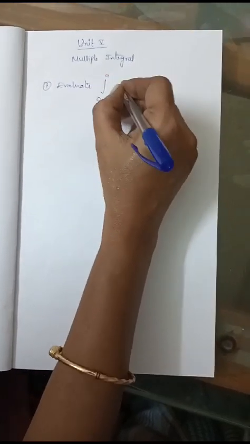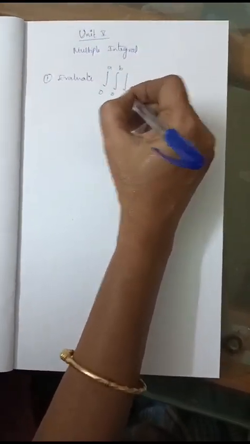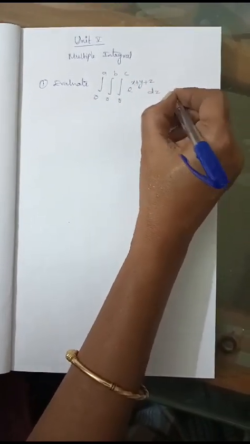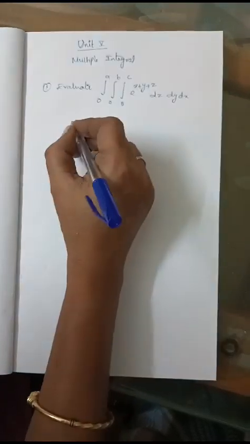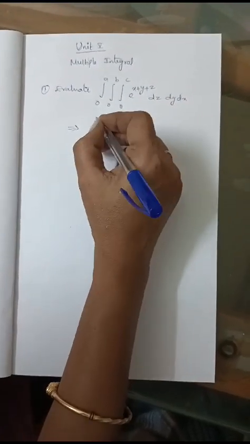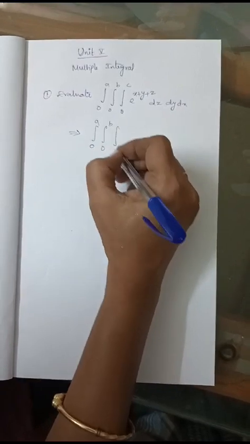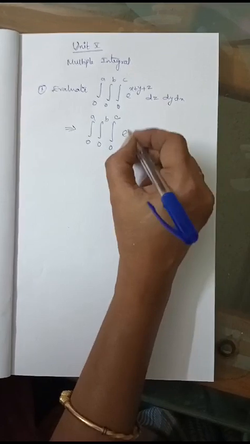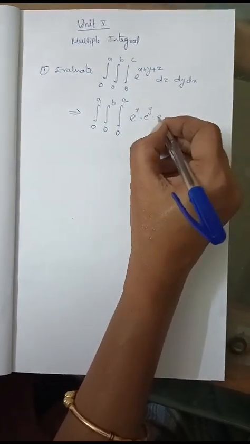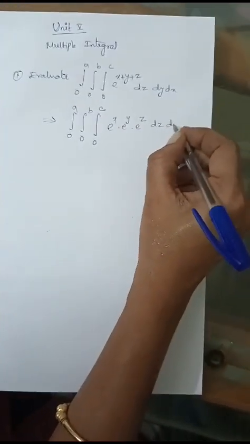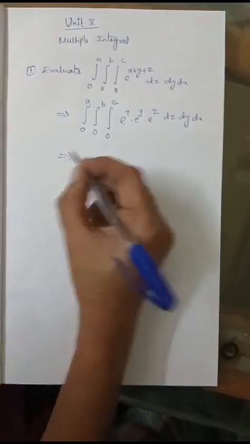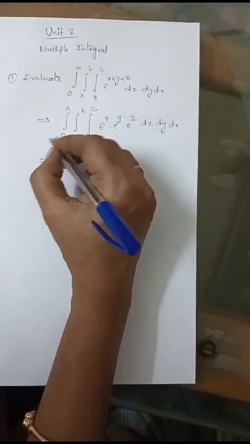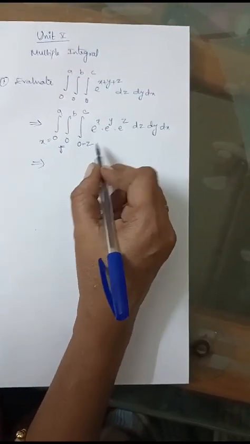Integral 0 to a, integral 0 to b, integral 0 to c, e power x plus y plus z dz dy dx. First, separate: e power x plus y plus z is separated into three terms, e power x into e power y into e power z dz dy dx. In the next step, this is the z limit, this is the y limit, this is the x limit. First integrating with respect to z.